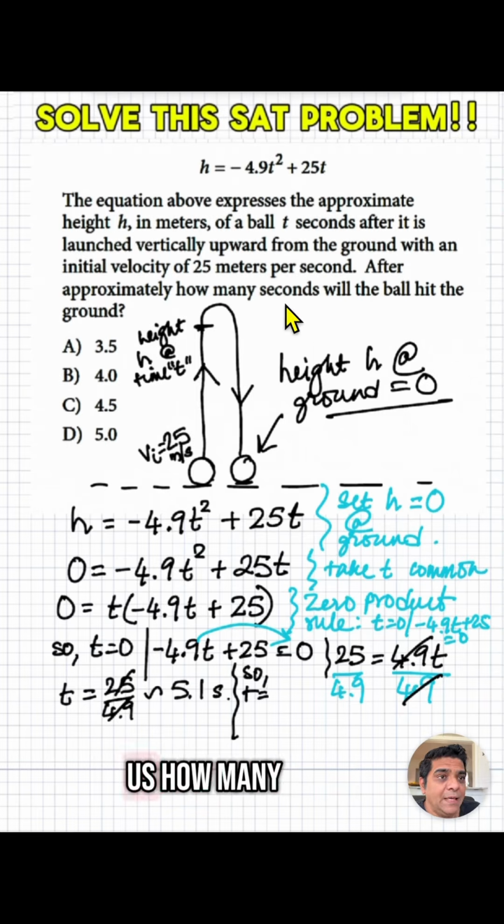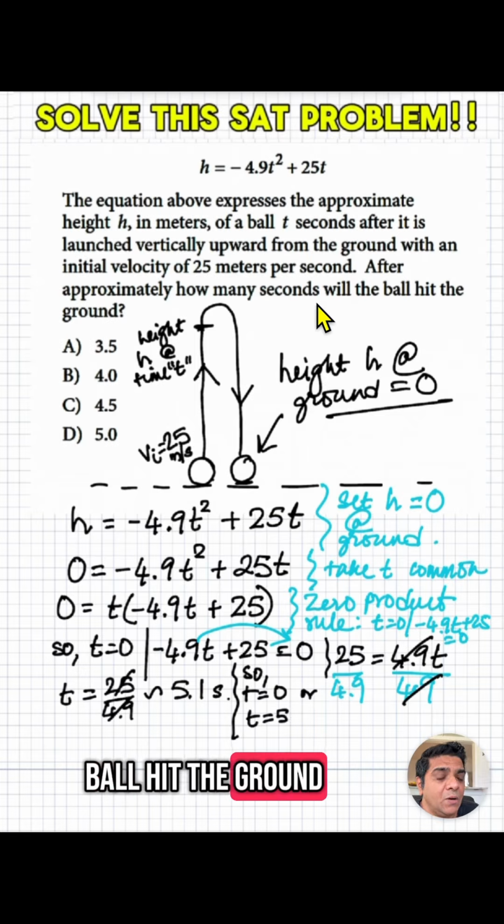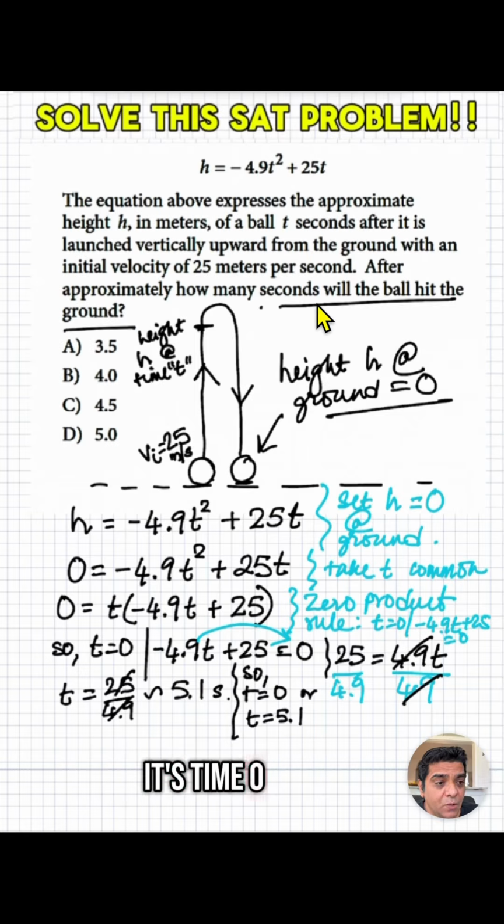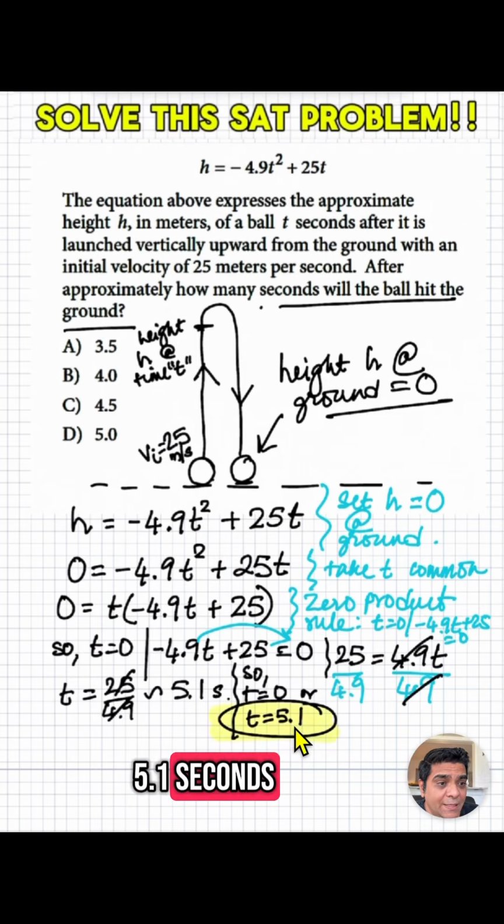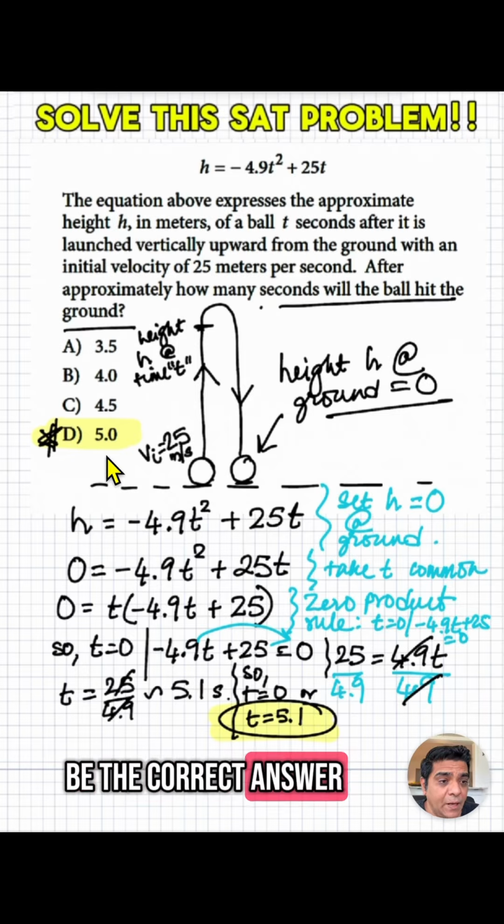Remember, they're asking us how many seconds until the ball hits the ground. Now, when it's released, it's time t equals 0, but when it hits the ground, it's time t equals 5.1 seconds. So that's the choice represented in D here, and that will be the correct answer.